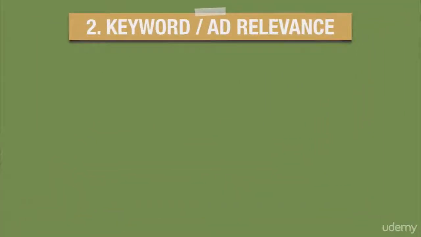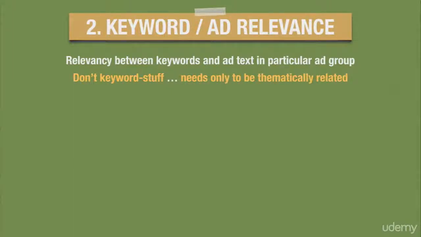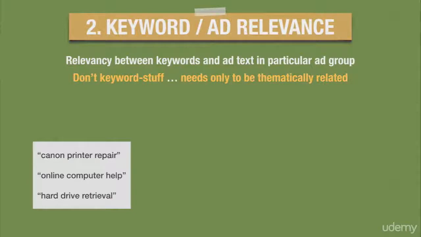We've been talking a great deal about relevance, and the relevance between your keywords and ad copy is a really important thing. Google knows that in order for your ad to be relevant to the user, the text of your ad should talk about the themes your keywords represent. Often people make the mistake of stuffing their keywords into their ad copy numerous times, but that's really not what Google's looking for. Google wants to see ad text that is thematically related to the keywords in that ad group. For example, if your keywords are Canon printer repair, online computer help, and hard drive retrieval, it's okay to have ad text that talks about online tech support, even though it doesn't necessarily include all your actual keywords.